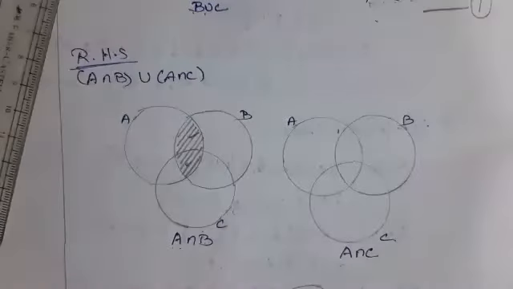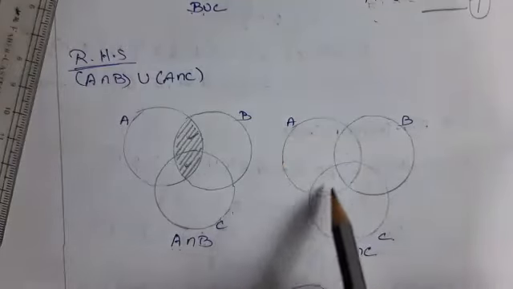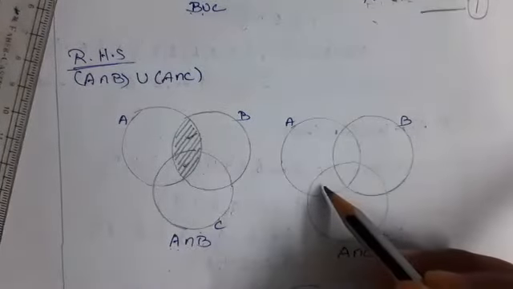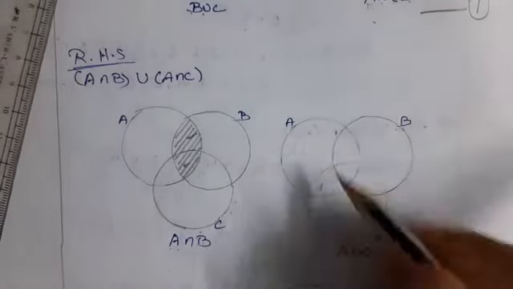Now, second, A intersection C. See the circle A. See the circle C. The common portion is here. Here you have A and C. Shade this.